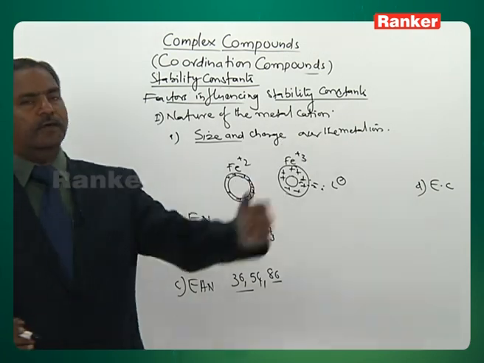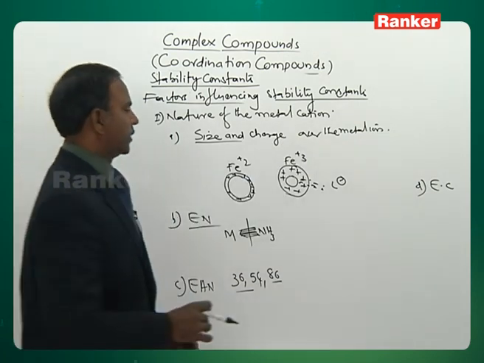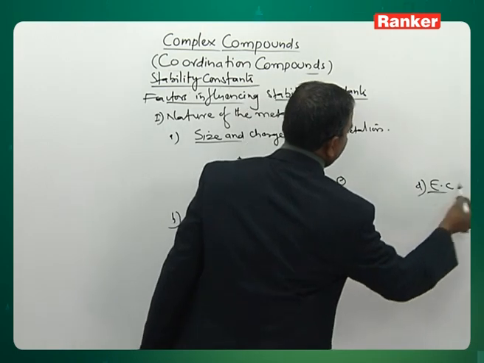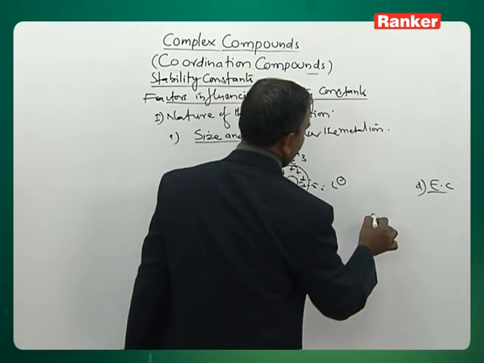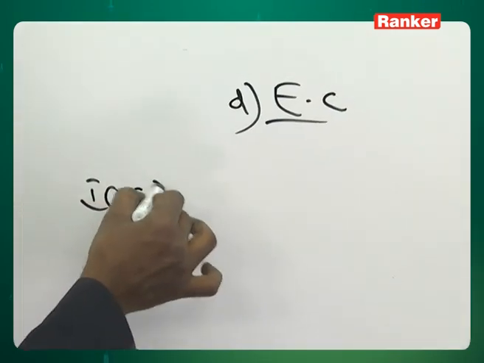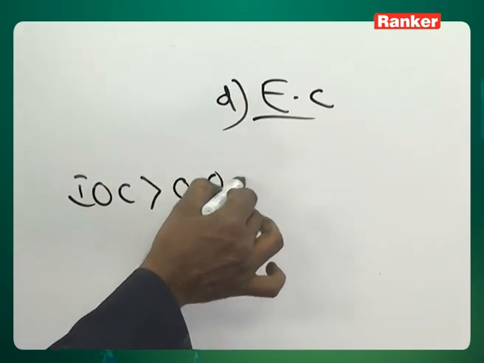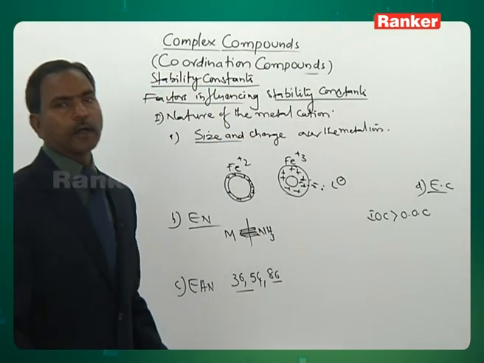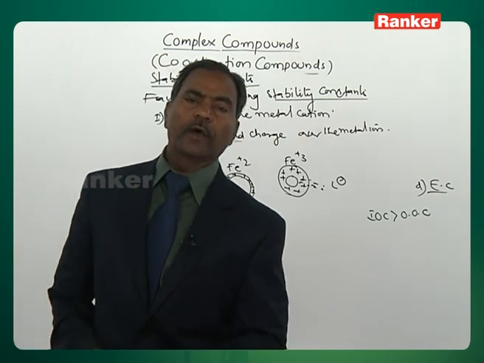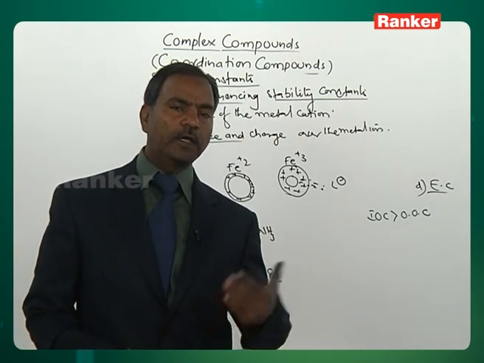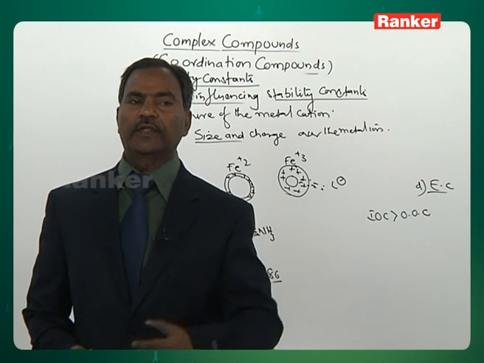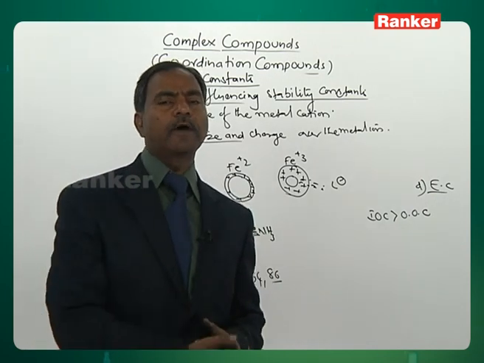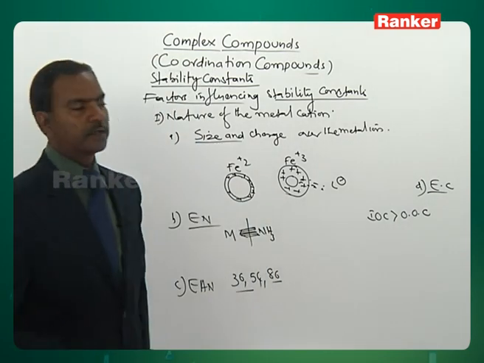Next, electronic configuration. Here we have to discuss electronic configuration. Generally, inner orbital complexes are more stable than outer orbital complexes. Inner orbital complexes are more stable than outer orbital complexes. Why is inner more stable and outer less stable? Let us see. We have discussed many inner and outer complexes under applications of crystal field theory.